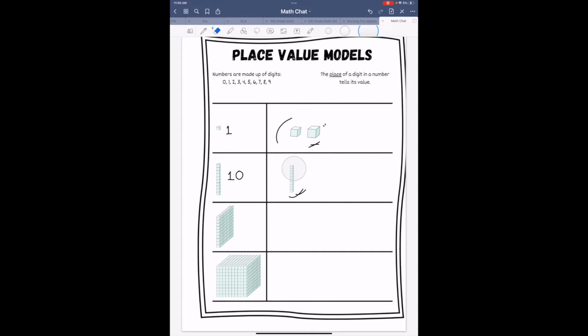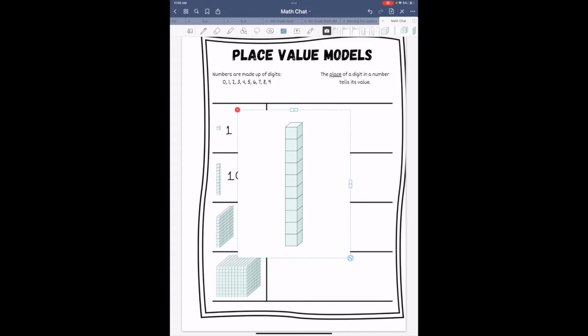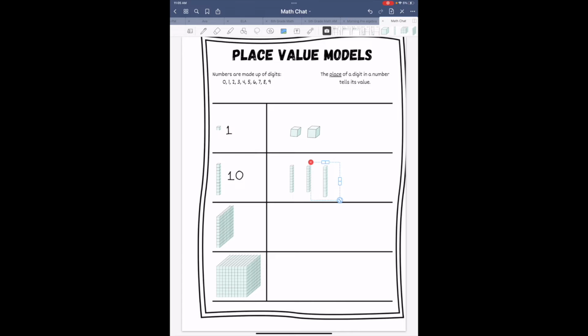So what happens if we have 10 blocks? Let's add a couple more of them, and then we will see what happens when we have 10. 3 ten blocks is going to be 30. 3 ten blocks and 2 ones is 32. Now let's go see about the 10. Let's find 10 blocks and see what that is.